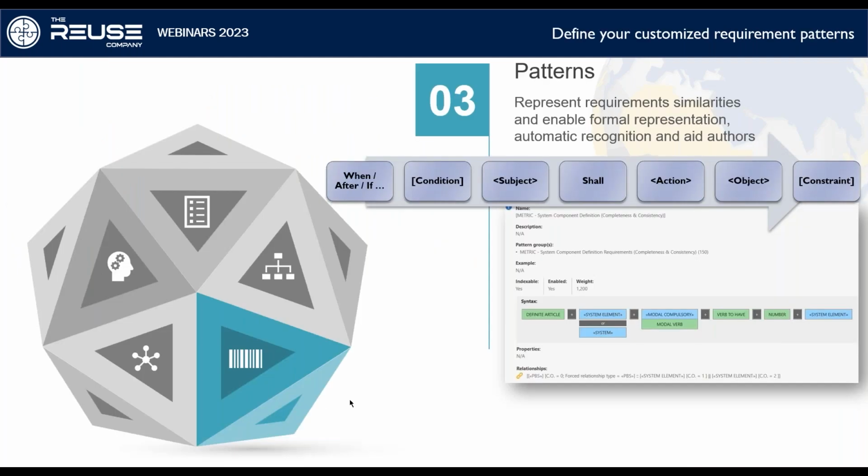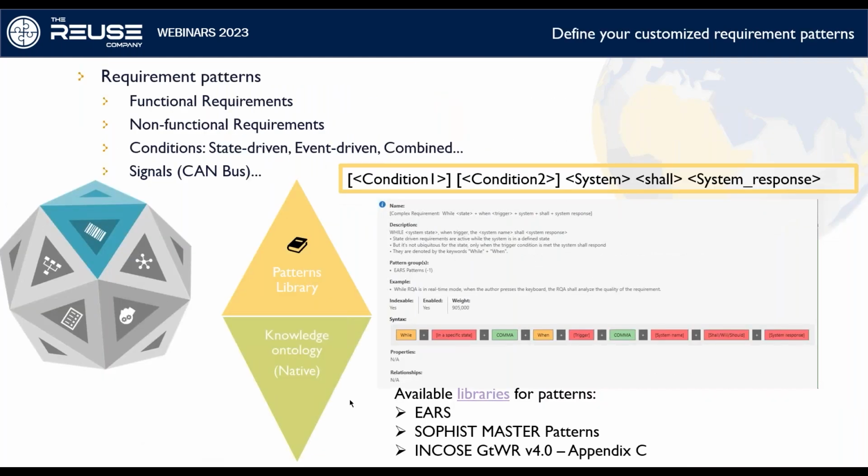And level 3, patterns. So we have pattern libraries that you can import into the database, and this is what enforces the structure of your requirements. What is a functional requirement? What is a non-functional requirement? How do I describe the condition? We have different available libraries that you can download and just import within the native ontology you're working with.